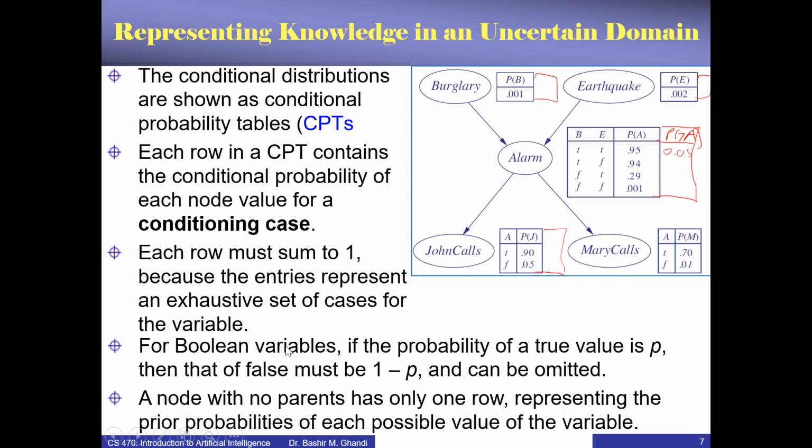A node with no parents has only one row representing the prior probabilities of each possible value of the variable. As I already explained, burglary and earthquake do not have any parents, and therefore their probabilities here are prior probabilities, or unconditional probabilities.